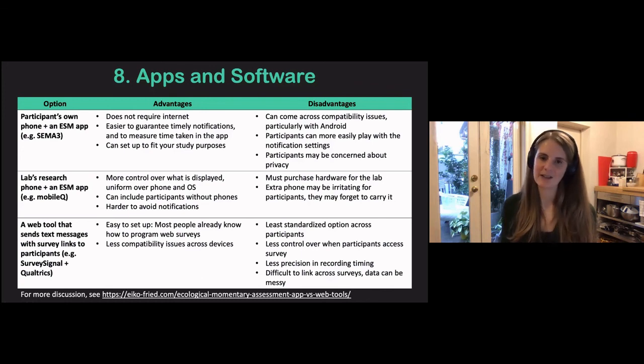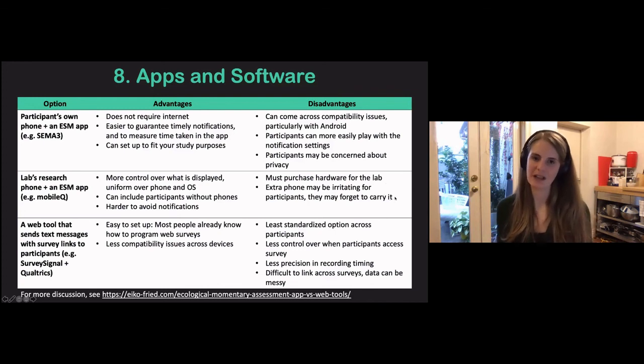The disadvantage of this, of course, is that you have to buy hardware for your lab, and participants have to carry an extra phone, which they might find a bit irritating or they might forget. The third option, which I have a little less experience with, is using a web tool that sends text messages with survey links to participants. So something like Survey Signal does this.